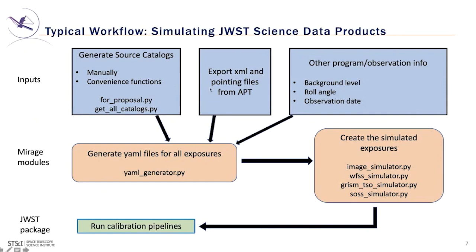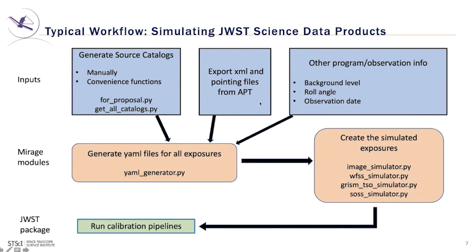The next input you don't need, but makes things much easier, is the APT file. So if you can export the XML and pointing files from APT, and we'll see how to do that. And then there are a few other observation type pieces of information that are necessary as inputs, like what background level you want and what roll angle you want to use.